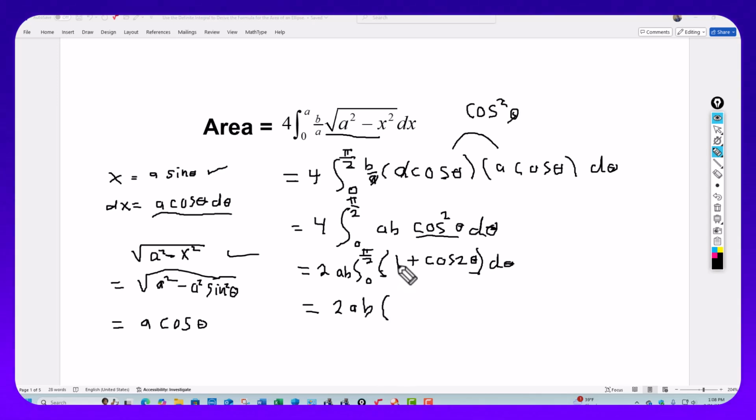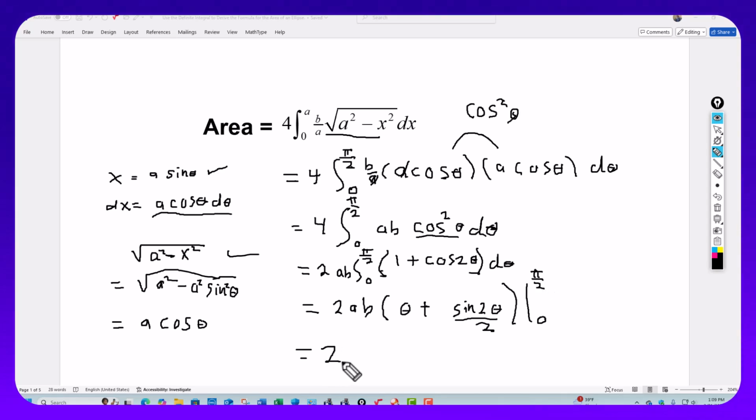So the integral of 1 with respect to theta is just going to be theta. The integral of cosine is sine, whatever the angle is. So it's sine of 2 theta. And because I have a 2 theta, derivative of 2 theta is 2. So I have to divide by 2. So that's the integral. And then this is evaluated from 0 to pi over 2.